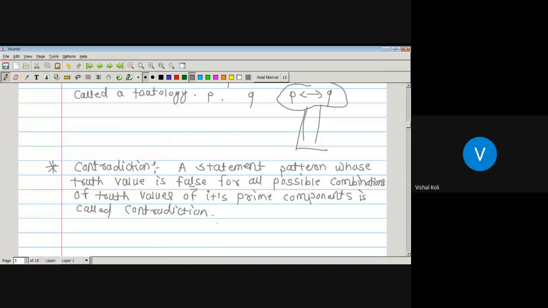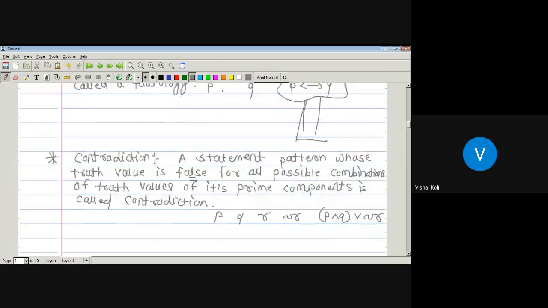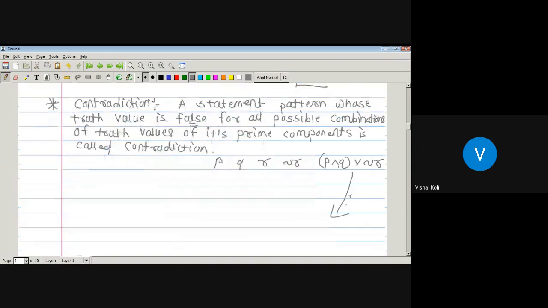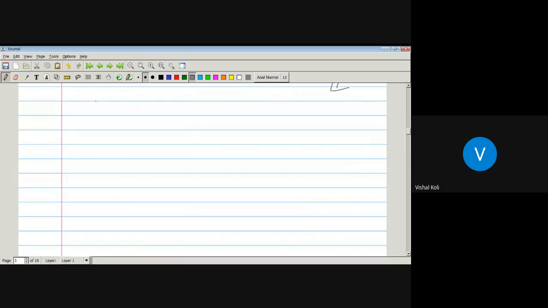For example, suppose we have P, Q, R, and a statement pattern P and Q or negation of R. First we find P, Q, R, negation of R, P and Q, and then P and Q or negation of R. If all the truth values in this column are false, then it is called a contradiction. If all the truth values in this column are true, then it is called a tautology. And now the last definition, which is contingency.